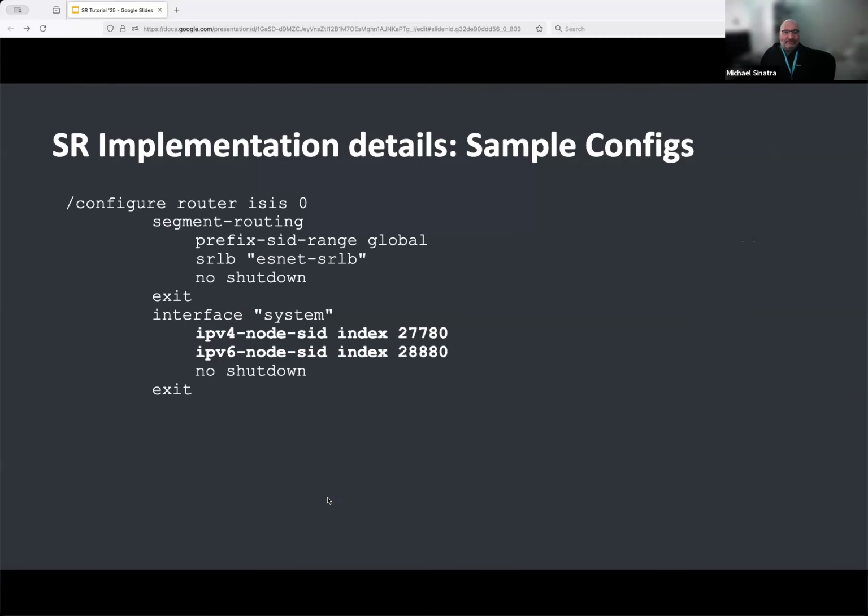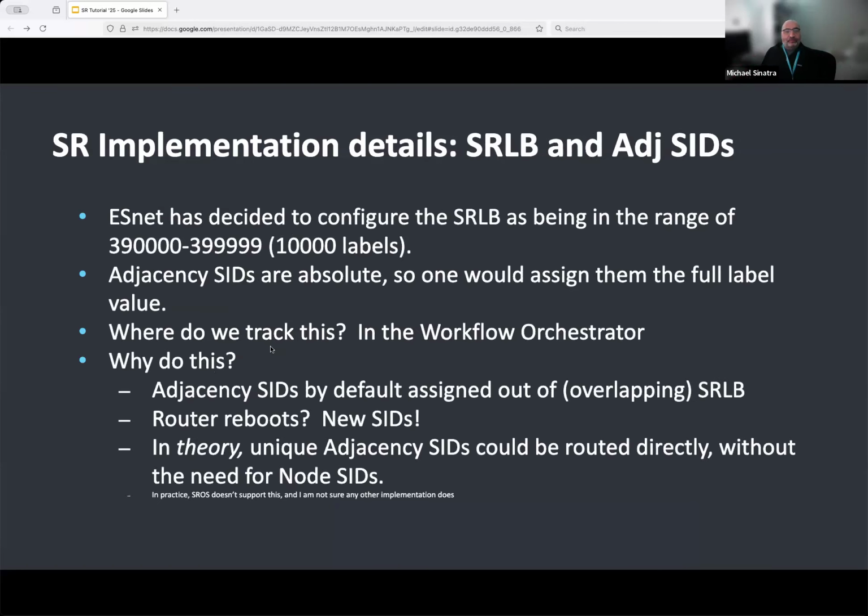And this is how you actually configure it on a Nokia. This interface system, this is how you configure the loopback address. So in this configuration, in addition to having these 2 node SIDs, and I'm just making these numbers up, this is in our lab, but in this location is where you also configure, again, the router loopback v4 and v6 addresses as well. So it just fits right in with that configuration. It's really easy to do.